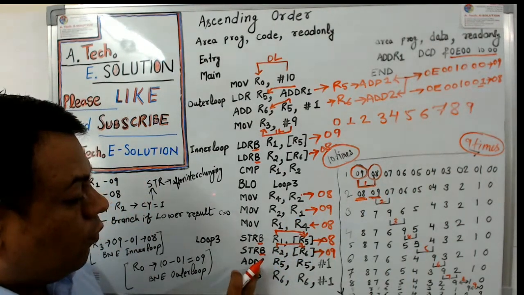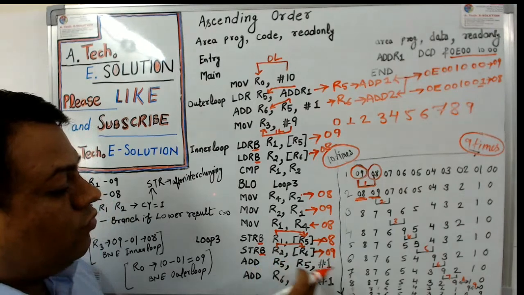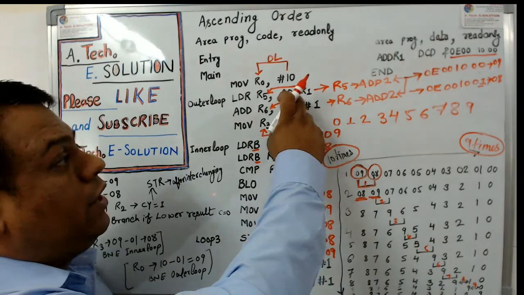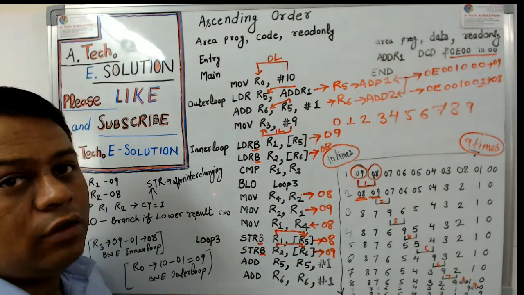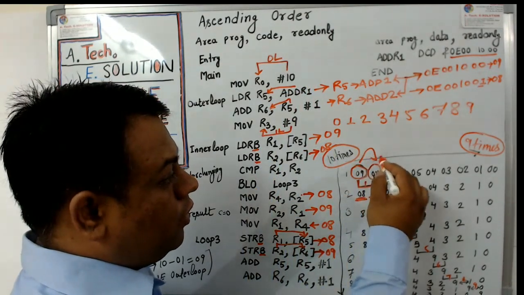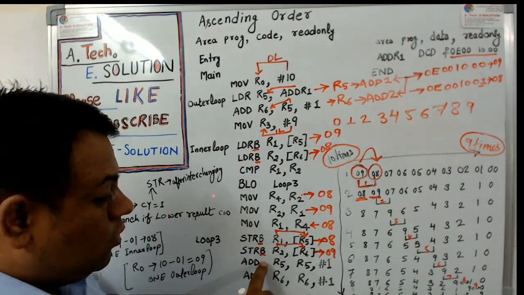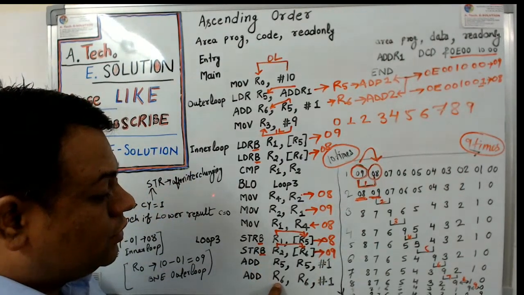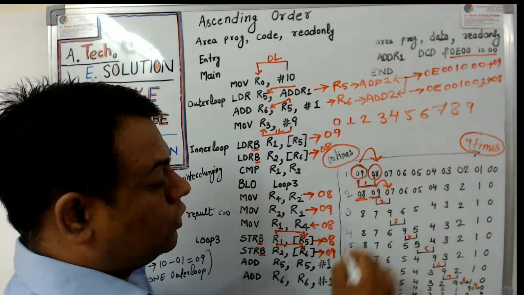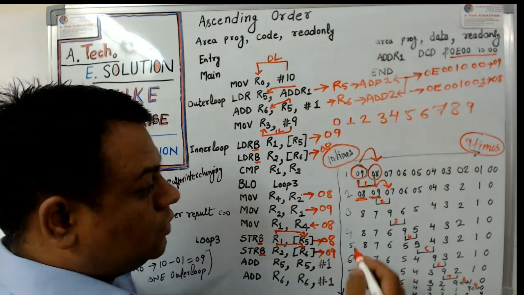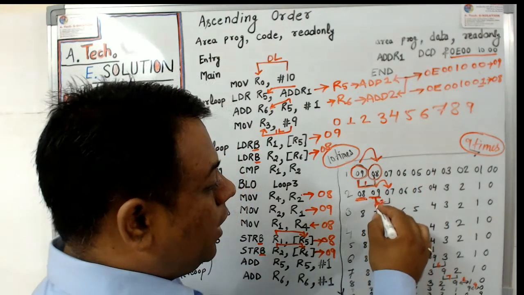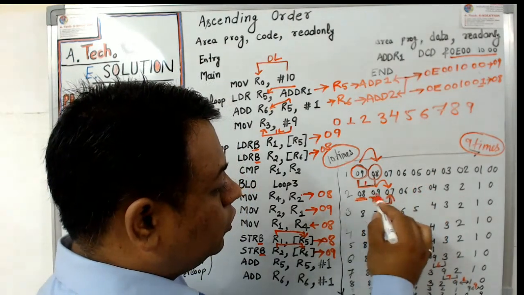Now we add 1 to R5. What is the value in R5? The address of the first location. So we move toward the next location. Then we add 1 to R6. So we move from this location to this location. So in the second step, we have to compare these two values, 09 and 07.